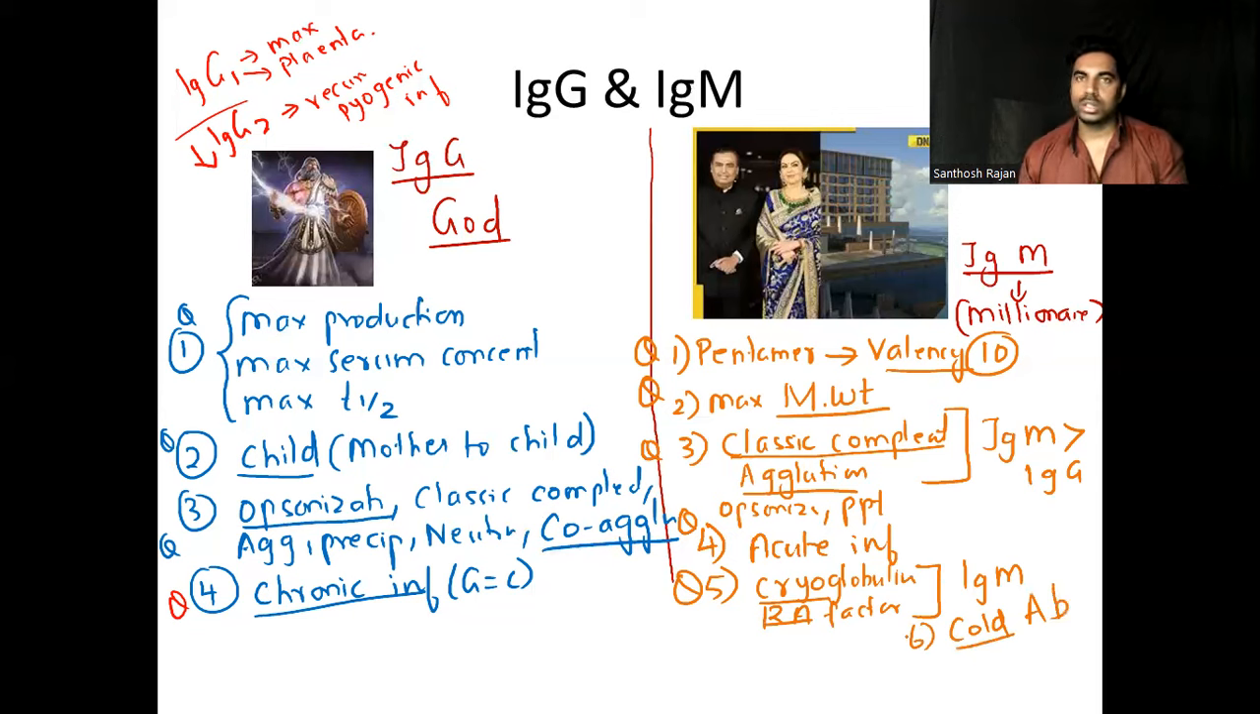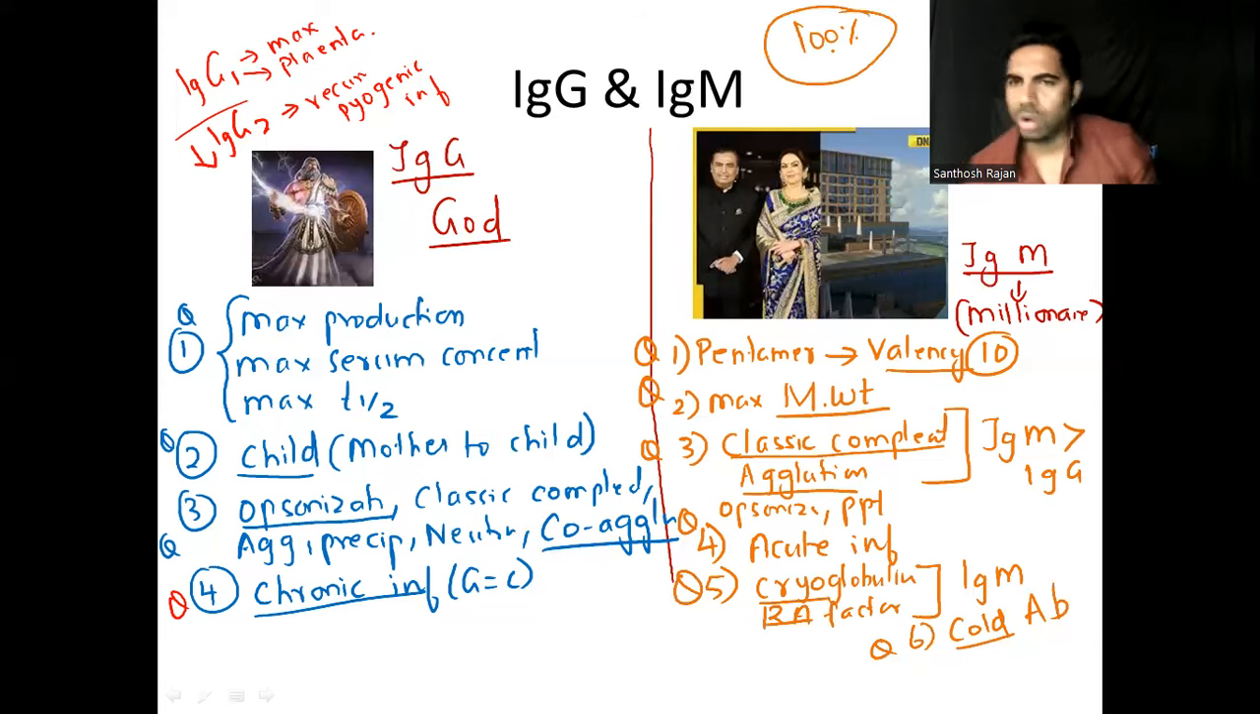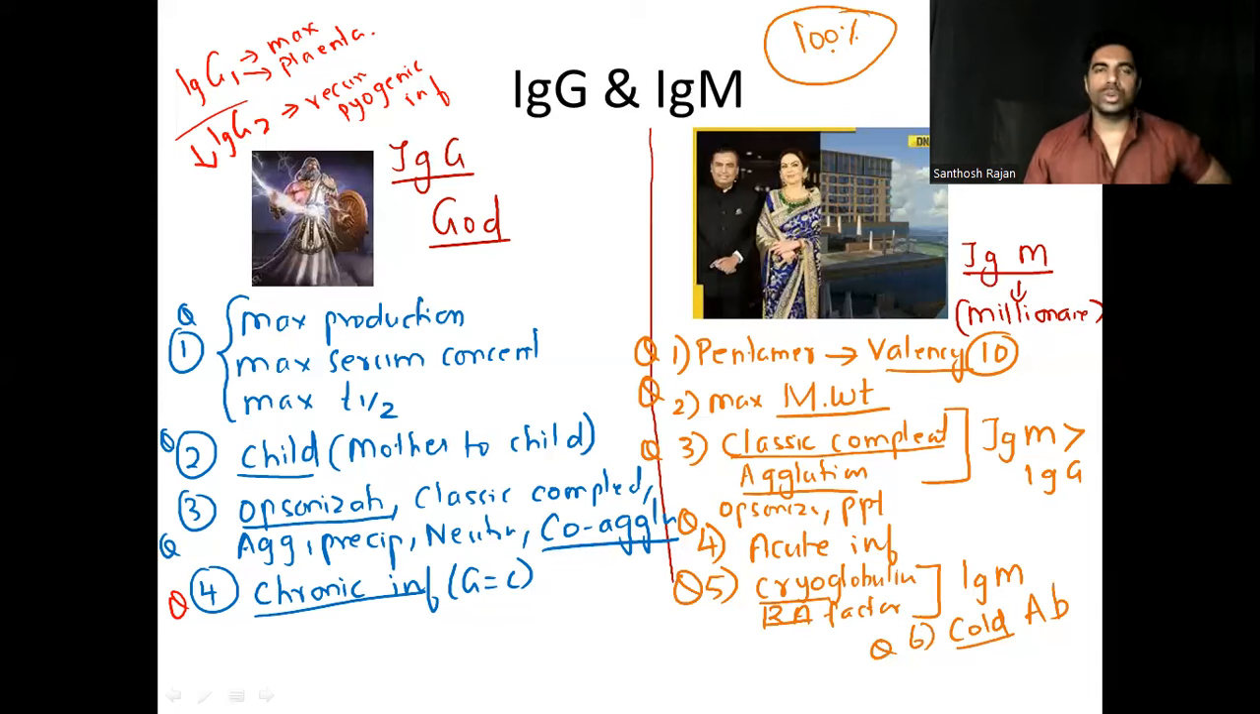Don't write G, it is M. Millionaires are very cold. They don't like to help anyone. They are very sad people. So cold, cry, rheumatoid: these all go for IgM. Very simple, definite question, 100% guaranteed questions from this one. Will it come in medicine, patho or micro? I don't know, but you can have questions.